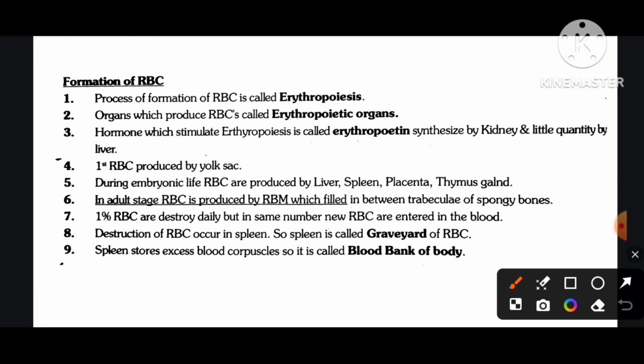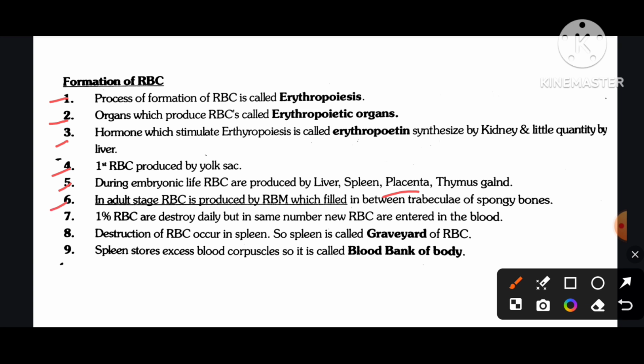Formation of RBC: the process of formation of RBC is called erythropoiesis. Organs which produce RBC are called erythropoietic organs. The hormone which stimulates erythropoiesis is called erythropoietin, synthesized by the kidney and a little by the liver. First RBC is produced by the yolk sac. During embryonic life, RBCs are produced by liver, spleen, placenta and thymus gland.